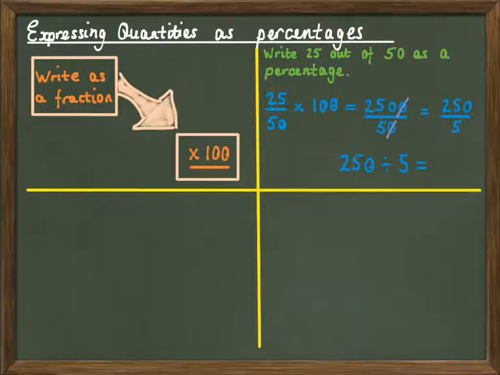So that changes our new sum into 250 divided by 5. At this point, you could do the bus stop method if you wanted. I'm going to tell you that the answer is 50%.